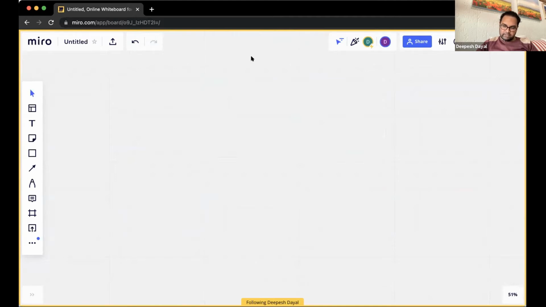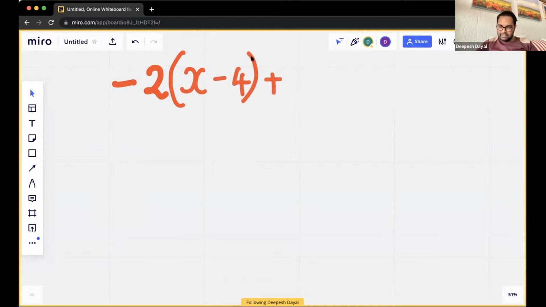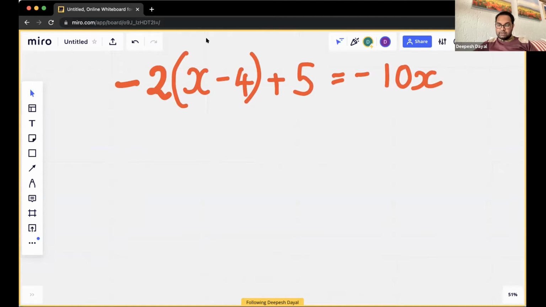Okay, so we've got here -2 (x minus 4) plus 5 equals minus 10x. This is going to be the tricky part. How do you deal with that minus, right? Let's try this one. So very important. Remember what we've learned with integers, minus and minus gives you a plus. That's very important to remember.